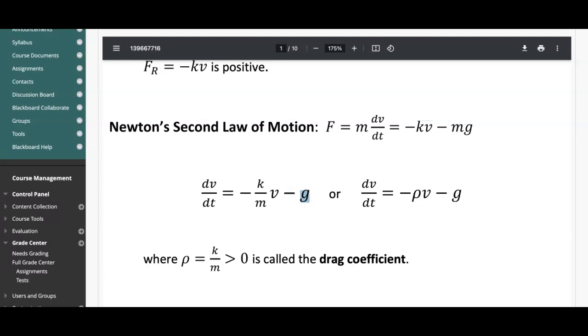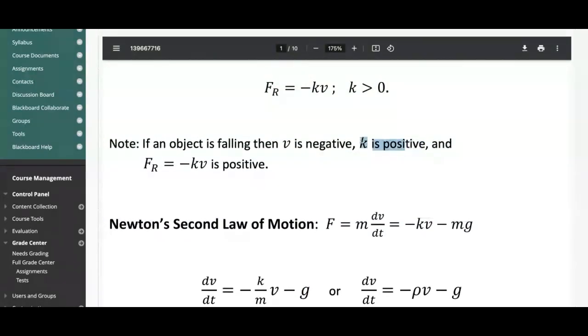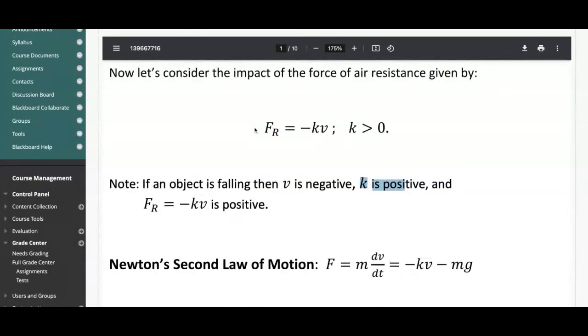This k is not always positive, just in this case. In this equation, k is positive. That's why negative k is there, because it's resistance. Negative k is negative, but k itself is positive.